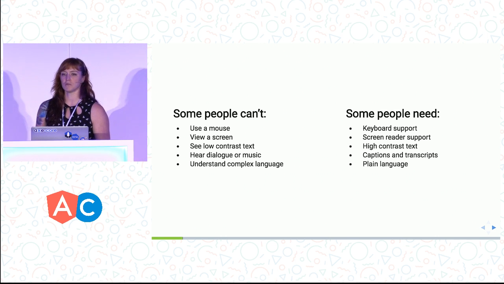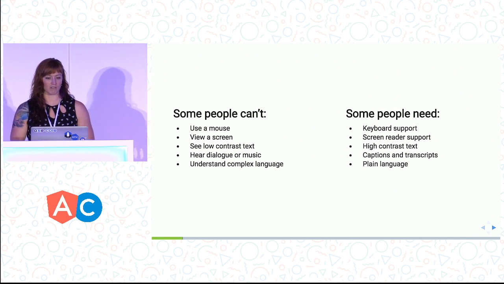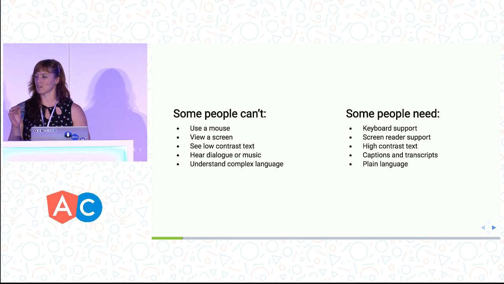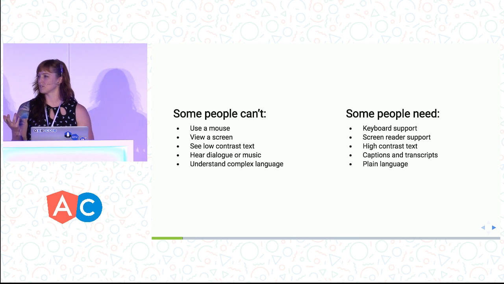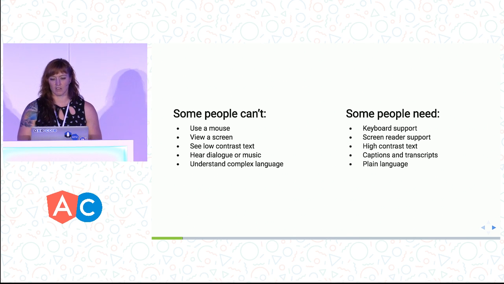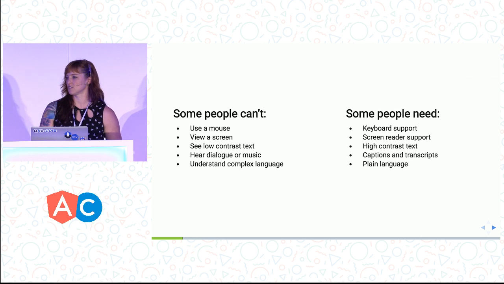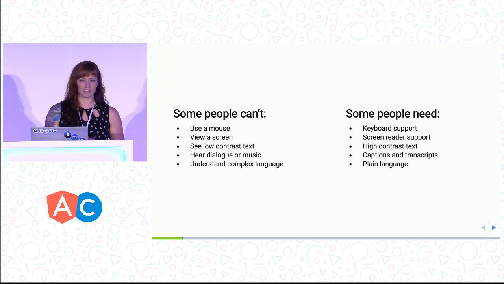What this means for you is that you need to add keyboard support. You need to add screen reader support. You need to add high contrast text, or at least text that meets color contrast ratios so that people can actually see it. You need to add captions and transcripts if you have audio or video content, and then push for the plain language to help people with cognitive or learning disabilities to understand what's happening on the screen.